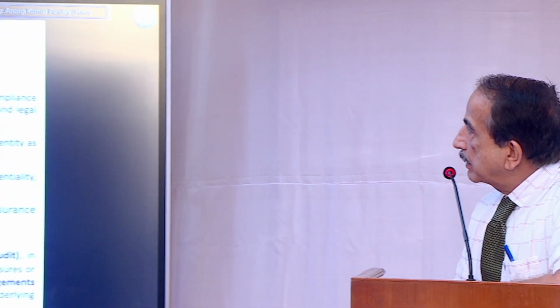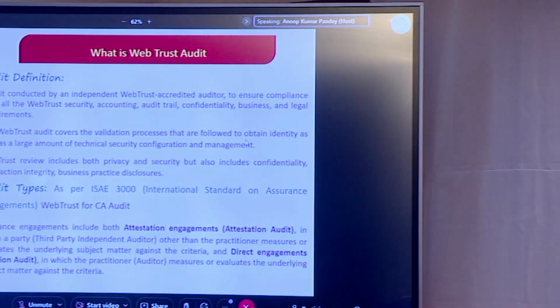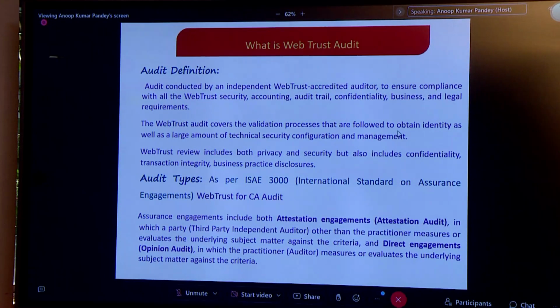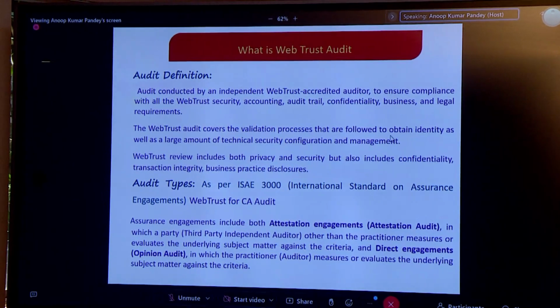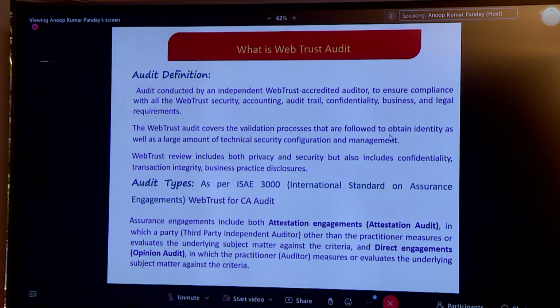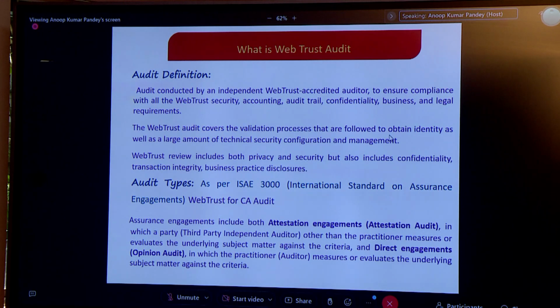See, these are basically the audit definitions. What is a WebTrust audit? It is an audit conducted by an independent authority, independent WebTrust accredited auditors, to ensure compliance with all the WebTrust and security, accounting, audit trail, confidentiality, business and legal requirements. These are the definitions of what a WebTrust audit means. Some more definitions: a WebTrust audit covers the validation processes that are followed to obtain identity, as well as the large amount of technical security configuration and management. A WebTrust review includes privacy and security, but also confidentiality, transaction integrity, business practices, and disclosures.